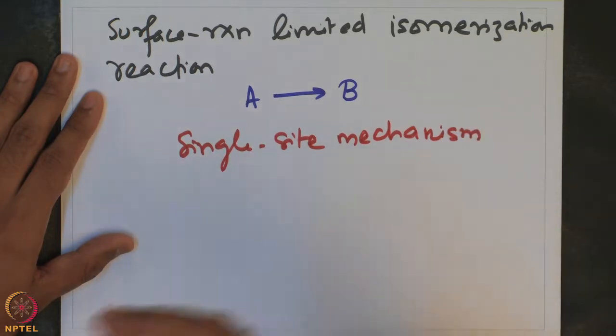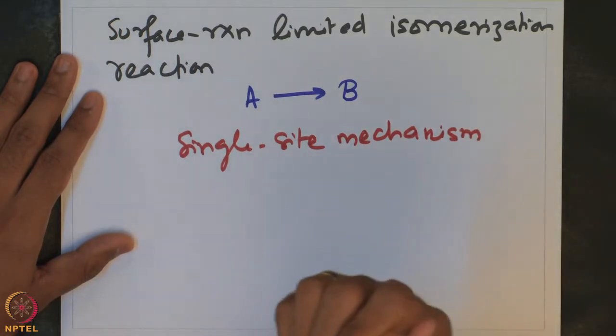Recall that there are multiple mechanisms which could be employed for looking at or understanding what is happening at the catalyst surface while the reaction is happening, or how to quantify the surface reaction process. Now, we will look at the single site mechanism for this particular case, but in principle one can employ any different mechanism for different kinds of reactions, and the systematic procedure which we will develop will remain the same.